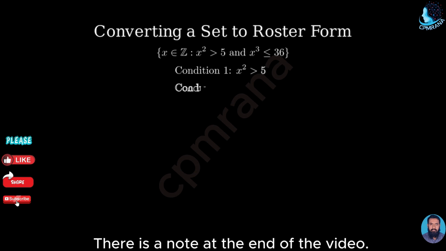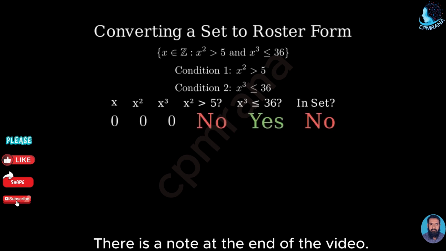Our first condition is x squared greater than 5, and our second condition is x cubed less than or equal to 36. We'll create a table to evaluate these conditions for different integer values. Let's start checking values. For x equals 0: 0 squared is 0, which is not greater than 5, and 0 cubed is 0, which is less than 36. Since both conditions aren't met, 0 is not in our set.